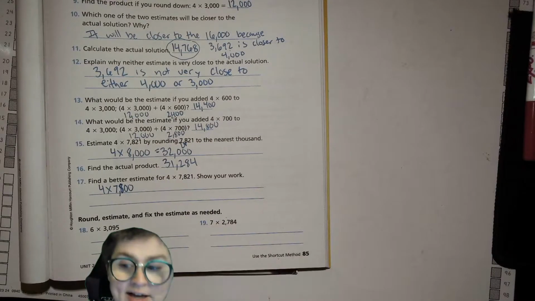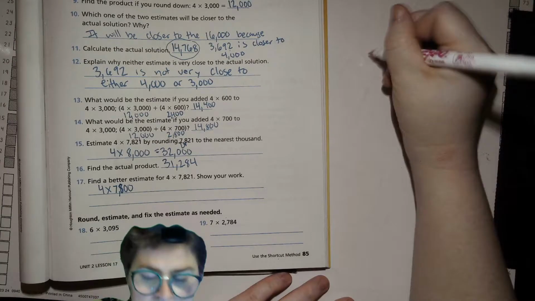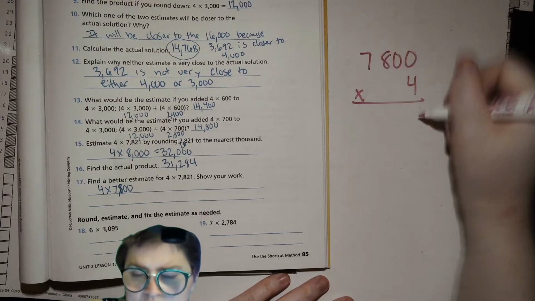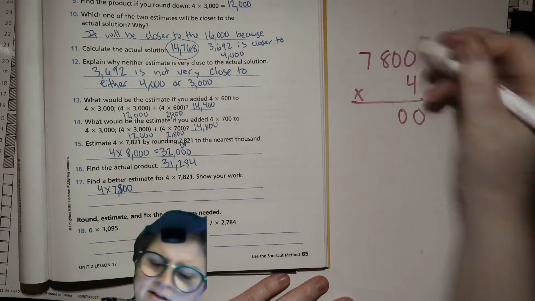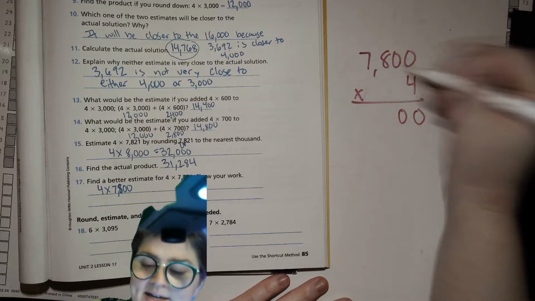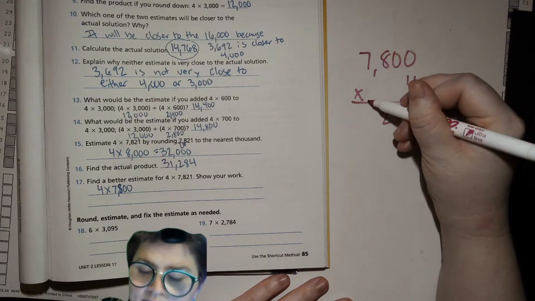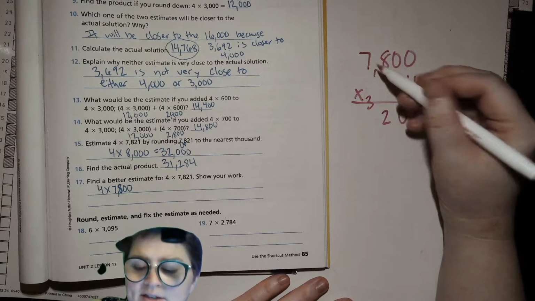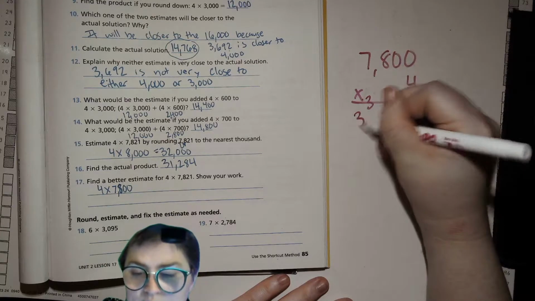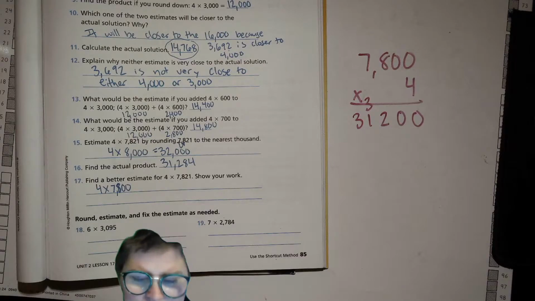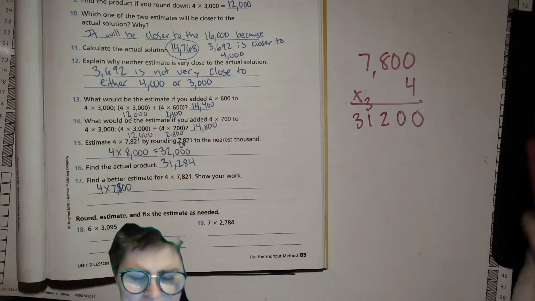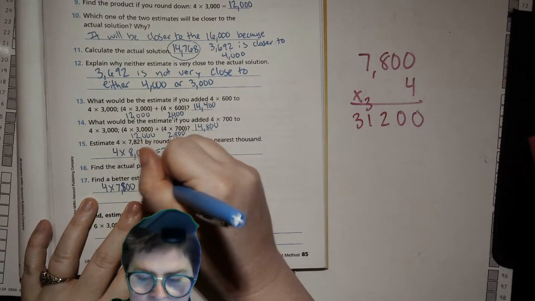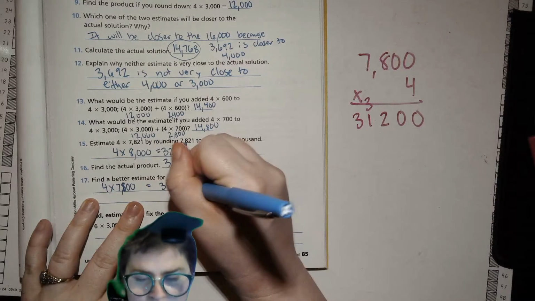So let's go ahead and do that. That's probably going to be so close. 7,800 for 0, 0. 4 times 800 is still 3,200. 4 times 7,000, 28,000 plus 3 more, so 31. So, ooh, that is so close. It's only 84 away, right? So that equals 31,200.